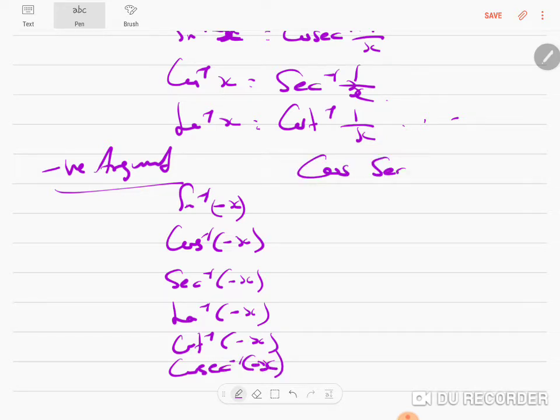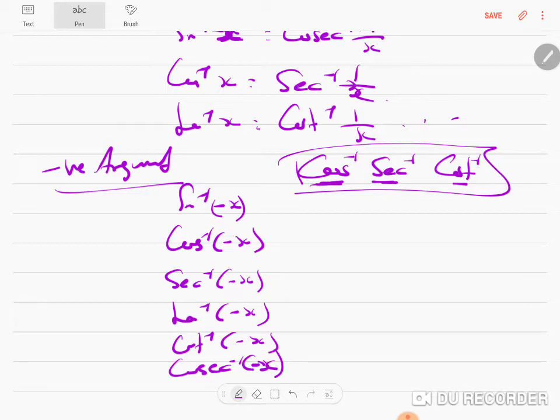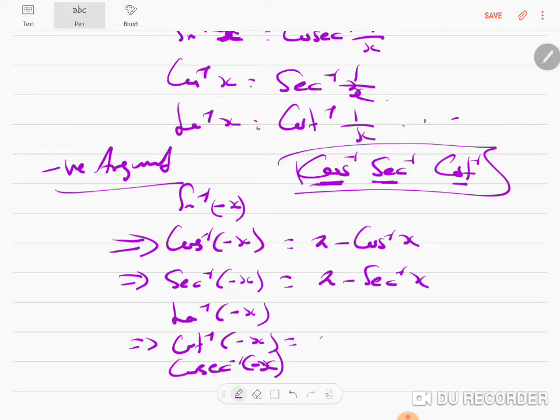Say cos, secant, cot ten times. Cos, secant, cot, cos, secant, cot. Because in all of these, in inverse trigonometry, if there is a negative sign, I can write it as pi minus. Can you see cos is here? I can write it as pi minus cos inverse of x. The negative sign will go. Secant, pi minus secant inverse of x. Cot, pi minus cot inverse of x.